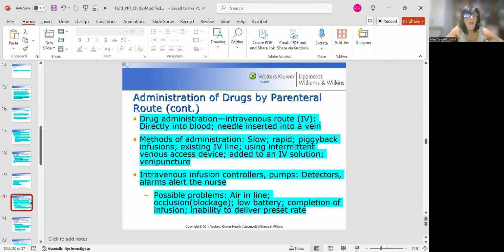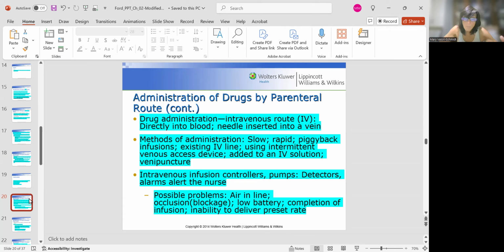Okay. And then IV. That's where we're putting a drug right into your blood. We have a needle into the vein. So with IV, we can do a slow IV, a rapid IV. We can do what's called a piggyback infusion, right? Into an existing IV line. We can use intermittent venous access devices. There are lots of different ways to administer IVs.